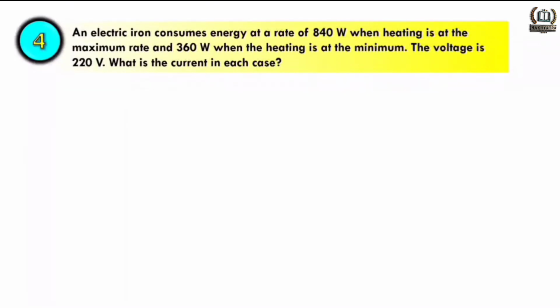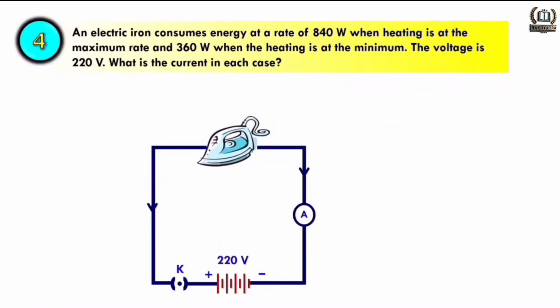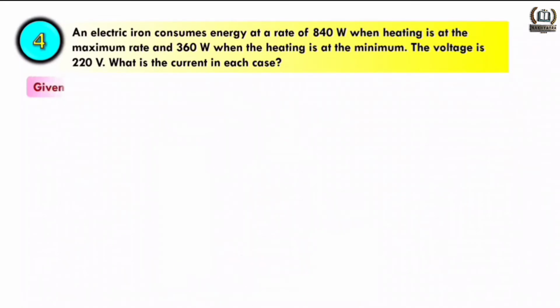Now see question number 4. An electric iron consumes energy at a rate of 840 watt when heating is at the maximum rate and 360 watt when the heating is at the minimum. The voltage is 220 volt. So what is the current in each case? We have to find the maximum current and the minimum current in each case.